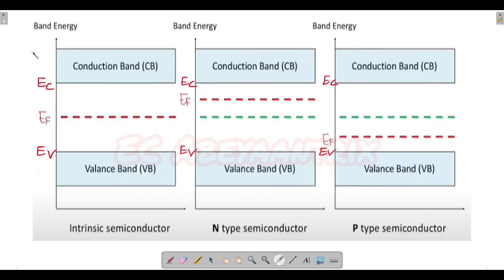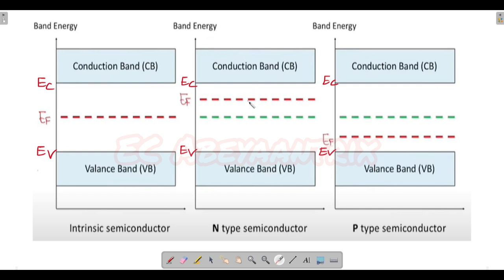Coming to these energy level diagrams, this is a very important set of diagrams. Kindly take note of it. For an intrinsic semiconductor, look at the location of the Fermi energy level. It lies exactly in the midway between the conduction band and valence band. Coming to the N-type semiconductor, these two are extrinsic semiconductors, right? In an N-type semiconductor, the Fermi energy level lies just above the midway, or in other words, it lies below the conduction band.